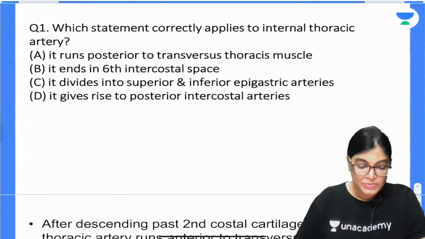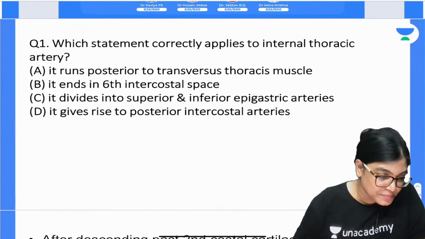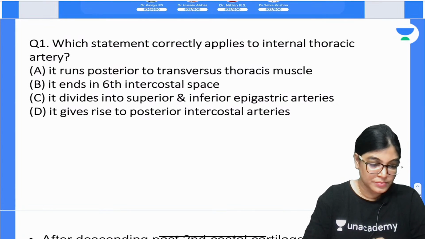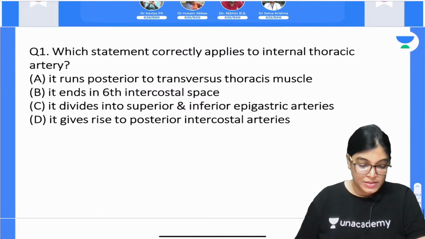Let's start with the first MCQ for today's session. All the best. So this is the first MCQ. Mark the answer. Okay, so yes, question number 1.